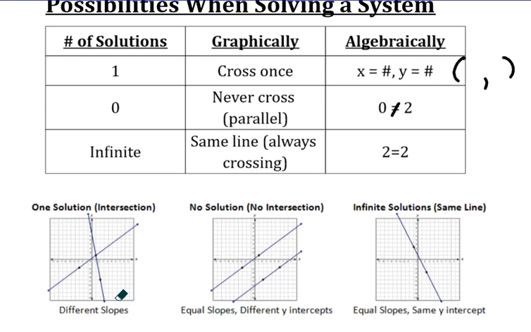Here's what it looks like graphically. One solution, two lines, different slopes. They cross just once. No solution, the lines are parallel. They are never crossing. Infinite solution, it looks like just one line, but it's really two. They're just stacked on top of each other. So with infinite solutions, they're the exact same line.